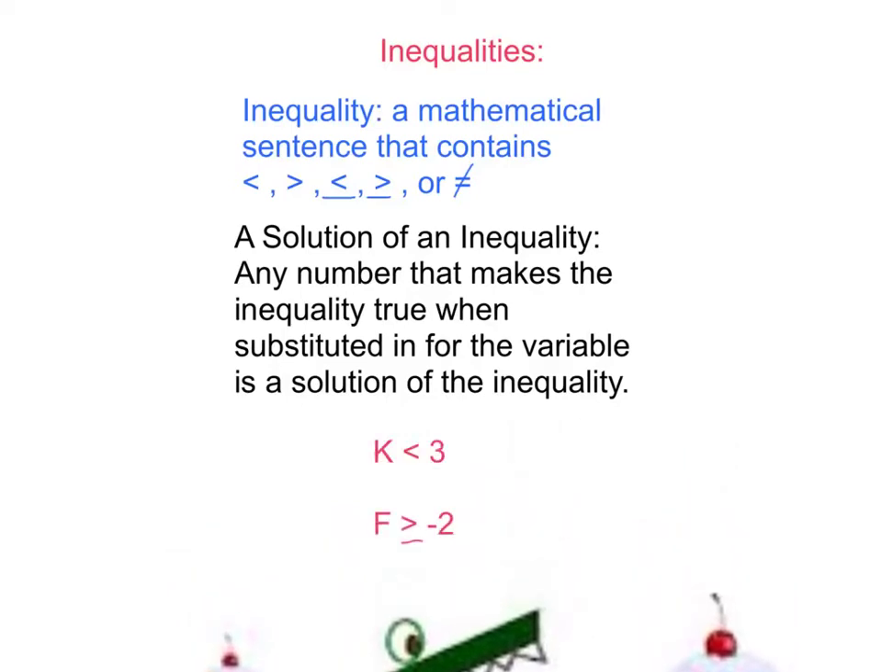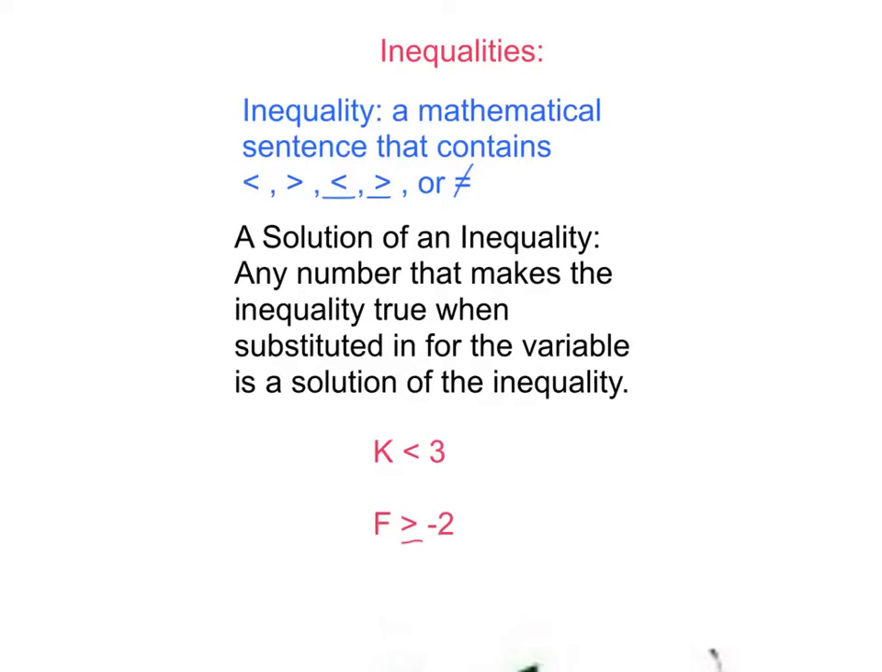Looking down at the two examples below, we have k is less than 3 and f is greater than or equal to negative 2. Both of these statements are inequalities. If I plug in a number like 2 for k, 2 is less than 3, that is a true statement. Therefore, 2 would be a solution of that inequality. Any number that is less than 3 would make that statement true. If I put in 5 for k, 5 is not less than 3. Therefore, 5 is not a solution.